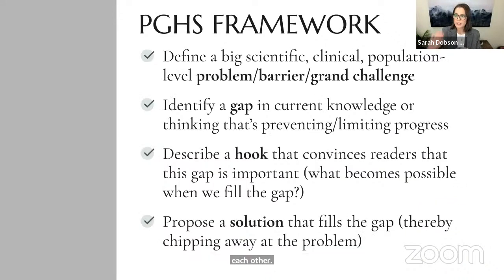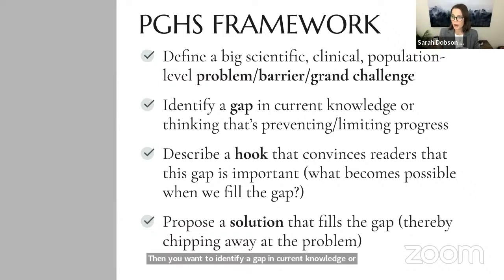Okay, so here's an overview of the framework. First of all, you want to define a big scientific or clinical or population level problem or barrier or grand challenge. Then you want to identify a gap in current knowledge or thinking that's preventing or limiting progress. Then you want to describe a hook that convinces reviewers that this gap is important. In other words, what becomes possible when we fill this gap? And finally, you want to propose a solution that fills the gap and thereby chips away at that broader problem.